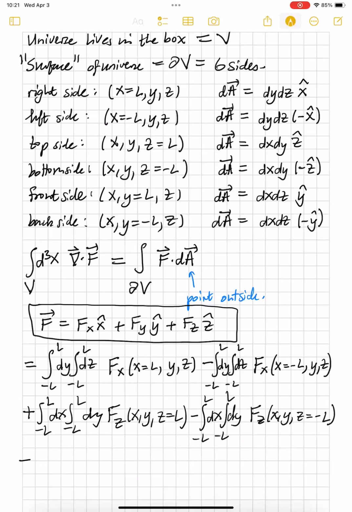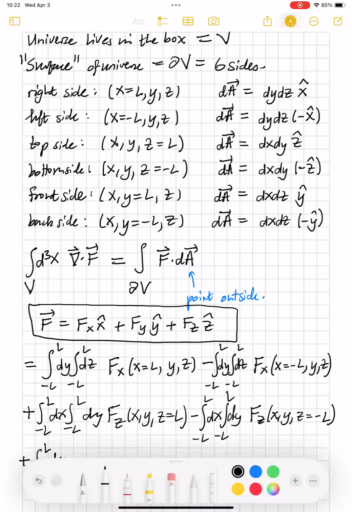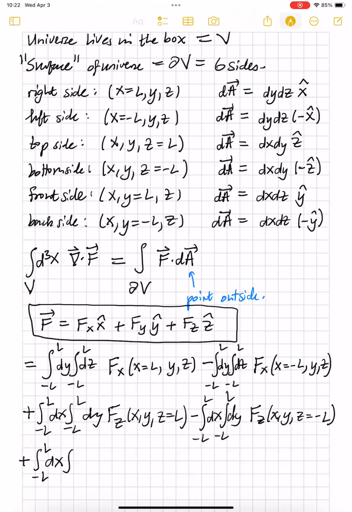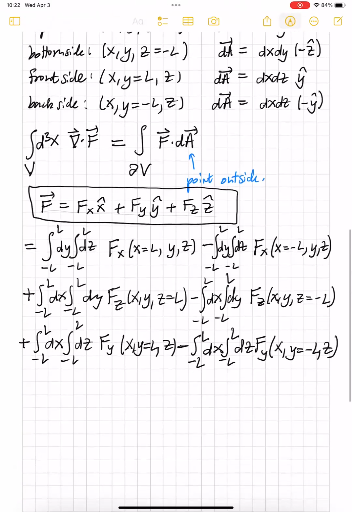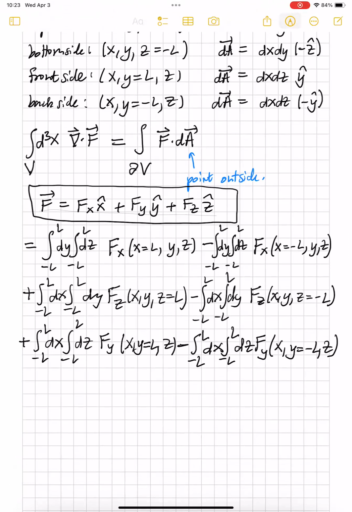Then let's go over the front side. You could pause and do it, unless you're bored out of your skull, in which case you can just watch me do it. Maybe I'll make a mistake. That'll make it interesting. So we've got an integral dx, an integral from minus L to L dz. On the front side, it's x and z that vary. The area element has got a y hat in it, so we're picking up the y component of the field: any x, y equal to L, and any z. And then minus, the integral for the back side of the box, fy at any x, now y equal to minus L, and any z. Good.